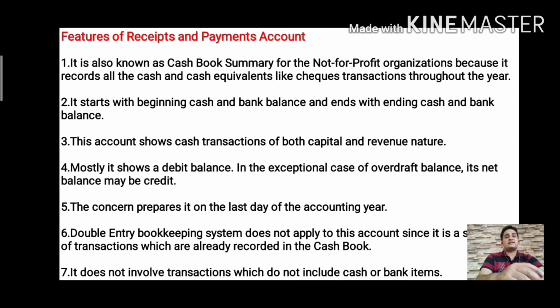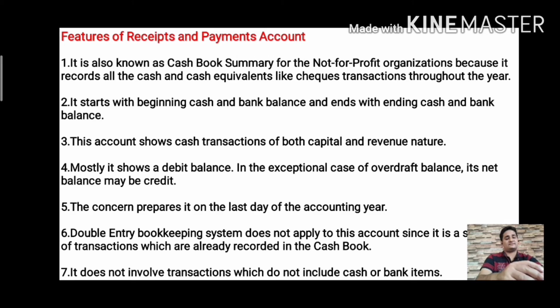Point number 2: it starts with the beginning cash and bank balance and ends with the ending cash and bank balance. While preparing the receipts and payments account, you have to start with 'To balance b/d', or 'To opening balance' of cash and bank, and end up with 'By balance c/d', or 'By closing balance' of cash and bank. Opening with cash and bank and closing also with cash and bank.